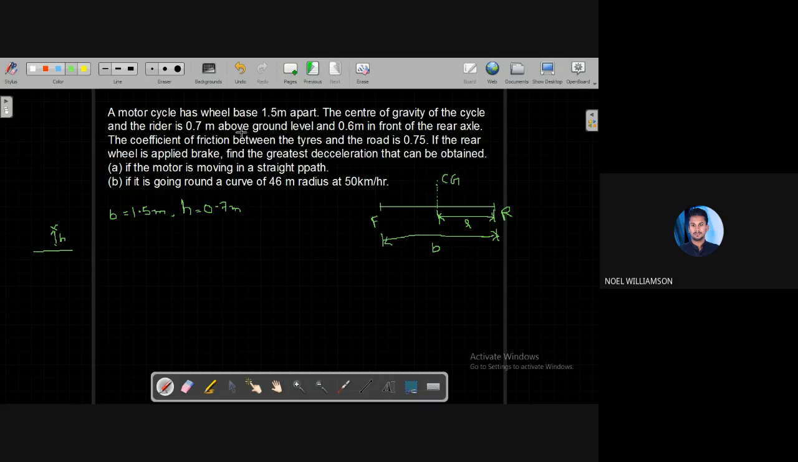So here the center of gravity is at a distance 0.7, that is this distance h is 0.7 meter, and 0.6 meter in front of the rear axle. So L equal to 0.6 meter. Then the coefficient of friction between the tires and the road is 0.75, that is mu equal to 0.75. Then, if the rear wheel is applied brake, find the greatest deceleration that can be obtained in these two cases.